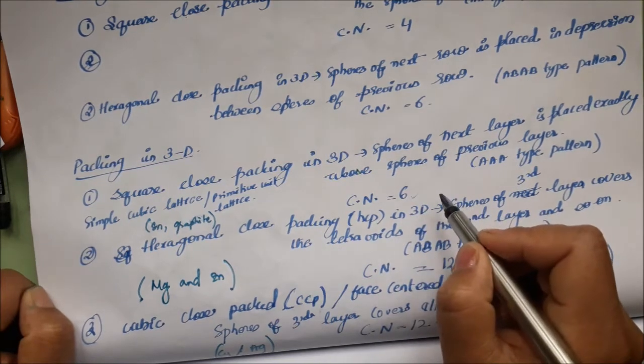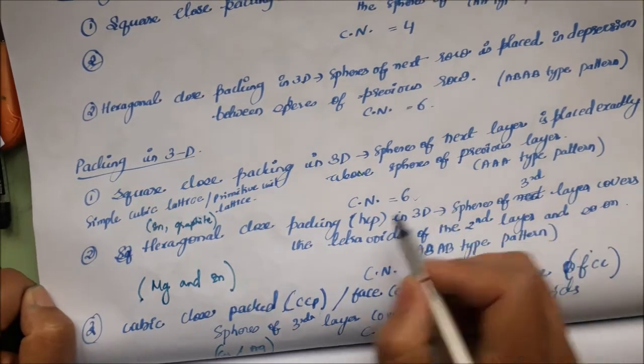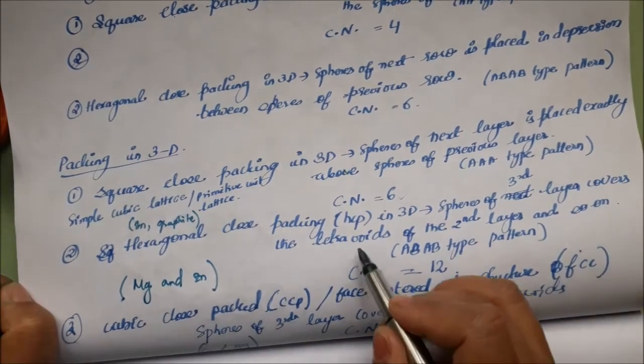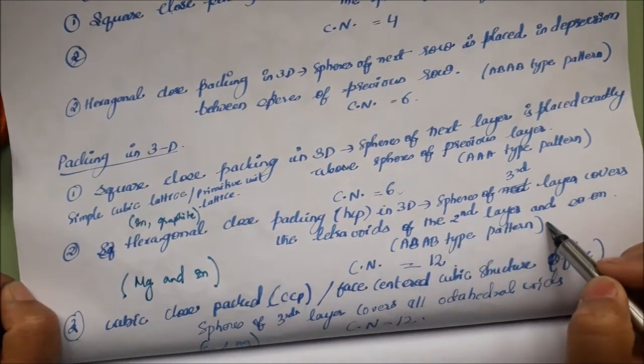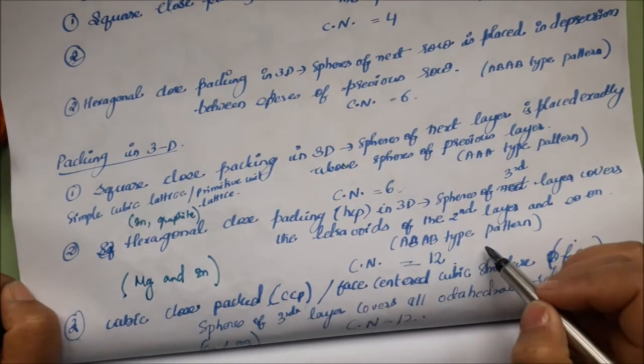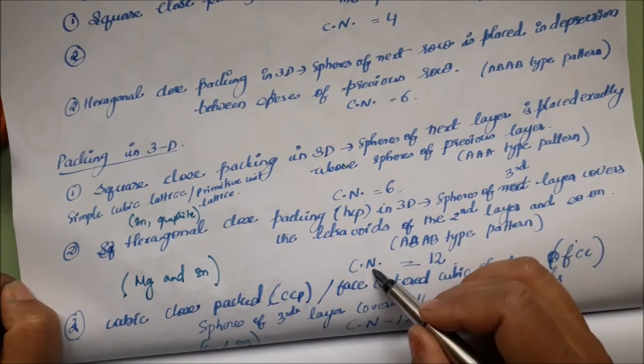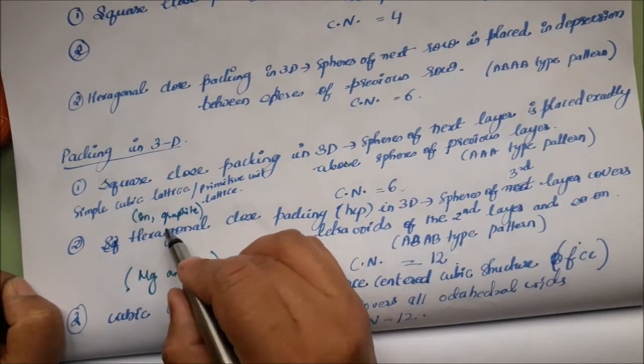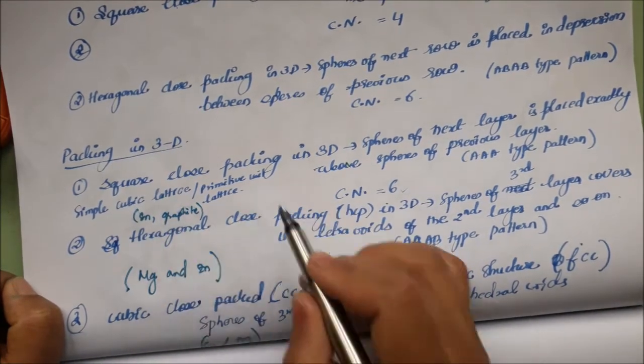And the coordination number for such packing is 6. In hexagonal close packing, the spheres of the third layer cover the tetrahedral void of the second layer and so on. So this is called AB type pattern. Examples are magnesium and zinc.